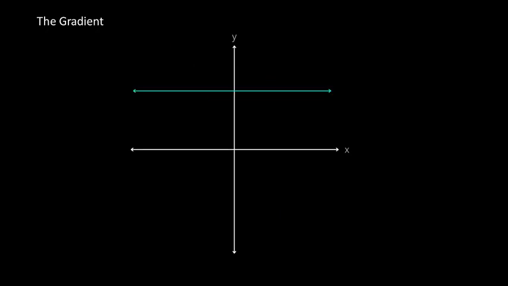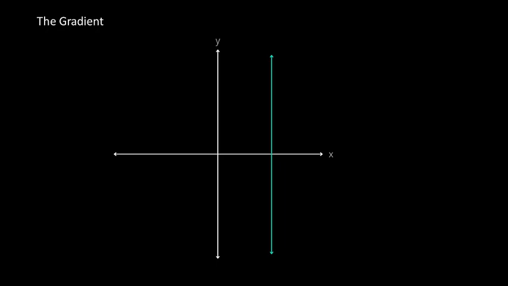With this one, we have a horizontal line. With our horizontal line, the gradient is 0. And why is that? Well, when we work out the rise over the run, because there's no rise in this line, it's 0 over a particular value, so we get an answer of 0.